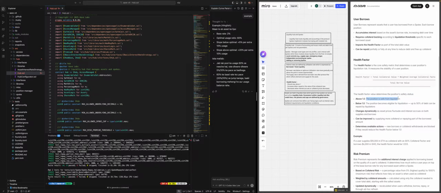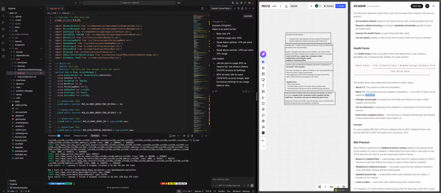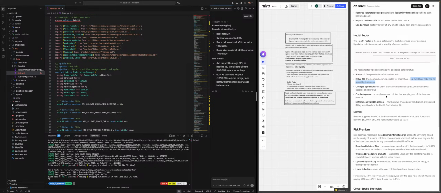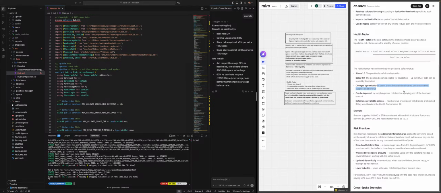The health factor value determines the position safety status. Above one, the position is safe from liquidation. Below one, it becomes eligible for liquidation. Up to 50% of the debt can be repaid by liquidators. It changes dynamically as the asset prices fluctuate and interest accrues on both supplies and borrows.